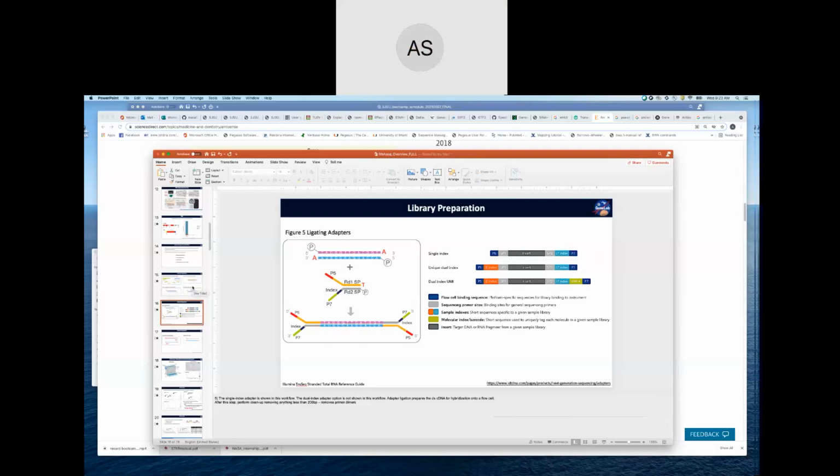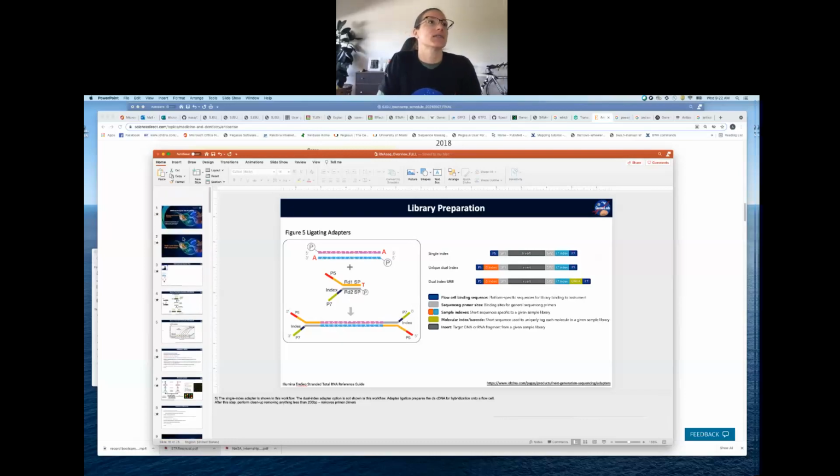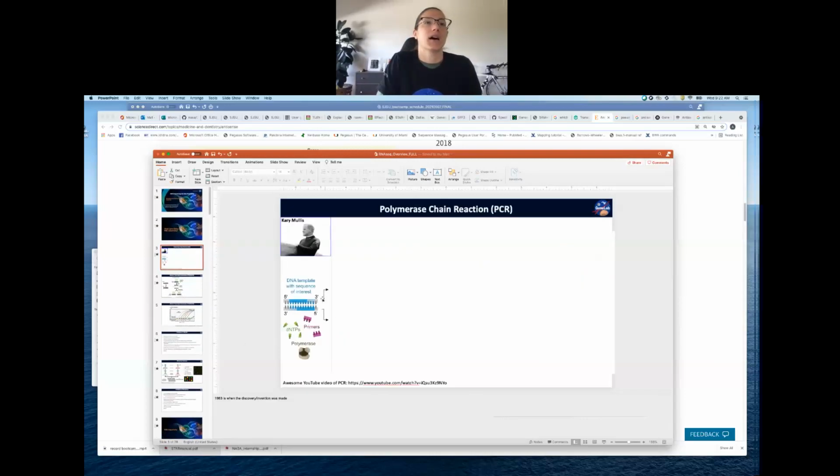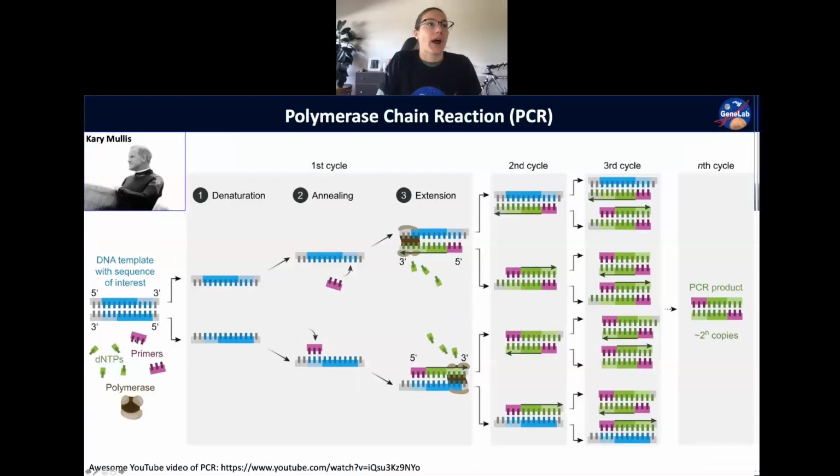What was RD1 SP and RD2 SP again? Oh, so those are the priming regions. Remember, this takes advantage of PCR. So in PCR, we need primers in order to amplify the region that we're interested in amplifying.